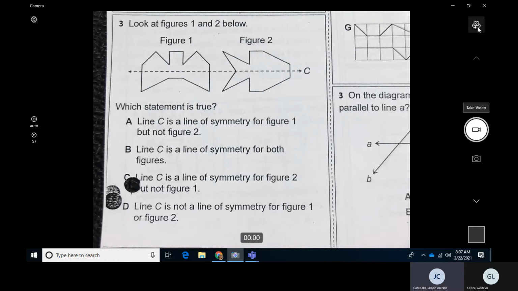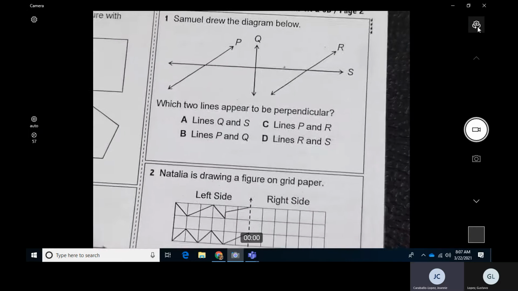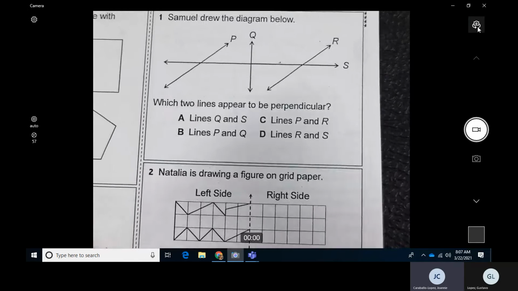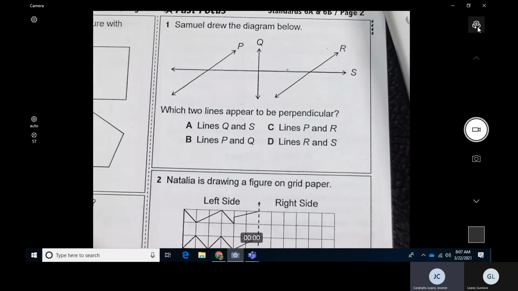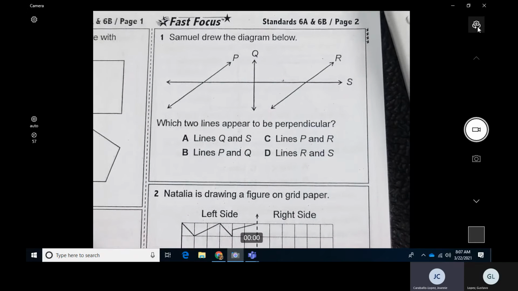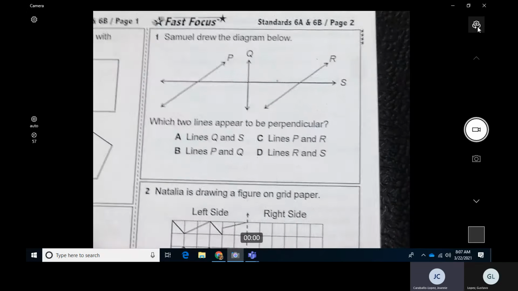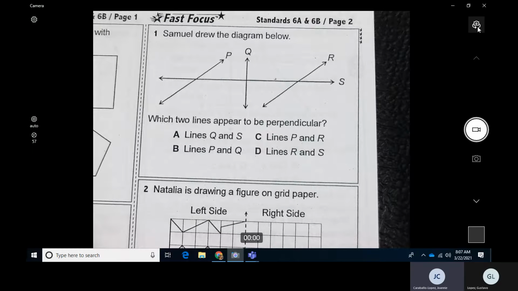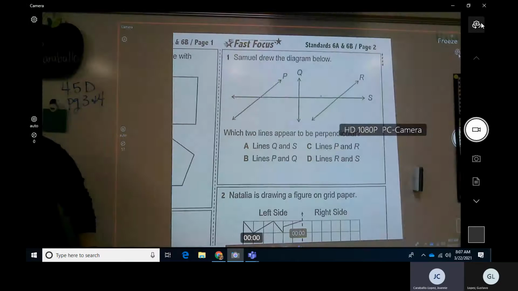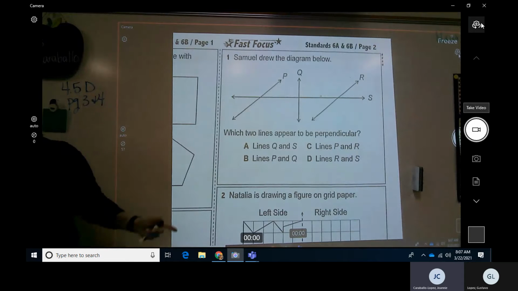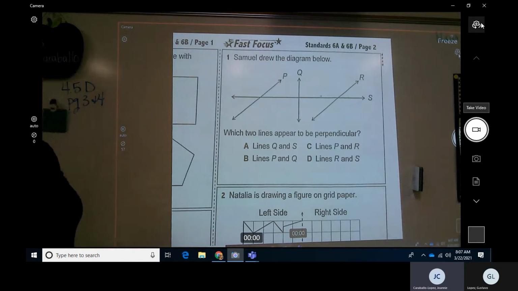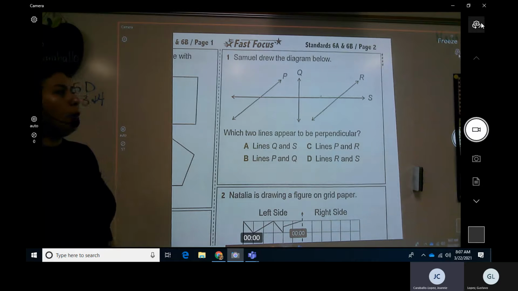Okay, somebody erase my board, please. All right, so it says Samuel drew the diagram below, okay? Which two lines appear to be perpendicular? Go ahead and discuss this with your group immediately. Samuel dibujó el diagrama. ¿Qué dos líneas aparecen ser perpendiculares?